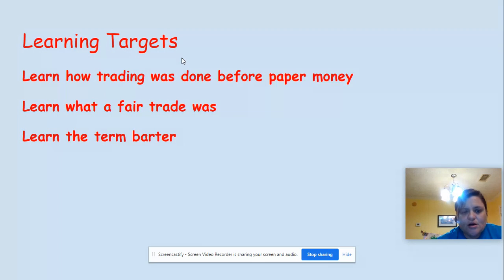Our learning targets are to learn how trading was done before there was paper money. We've talked a little bit about this when we were talking about money. Remember, we talked about the Aztecs using cocoa beans. So before we had bills, like dollar bills and $5 bills and all those bills, there was a thing called trading and bartering. And that's how people got supplies and things that they needed. Because there's not always been money like we know money now.